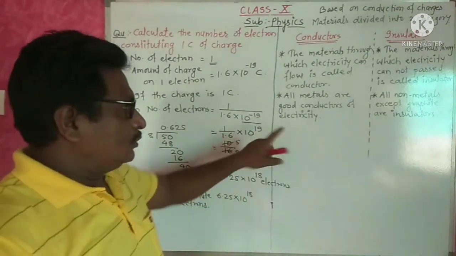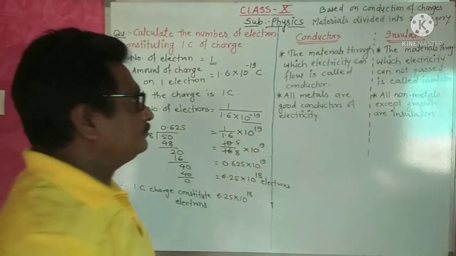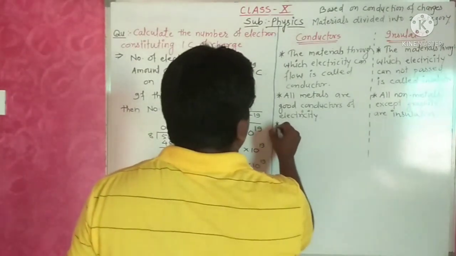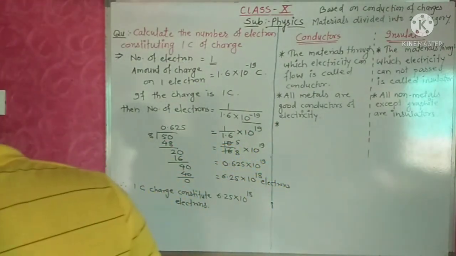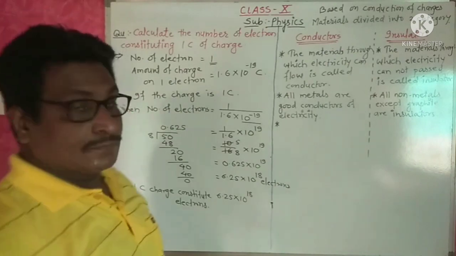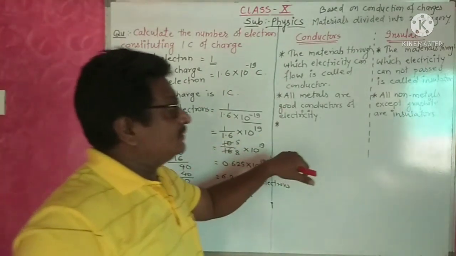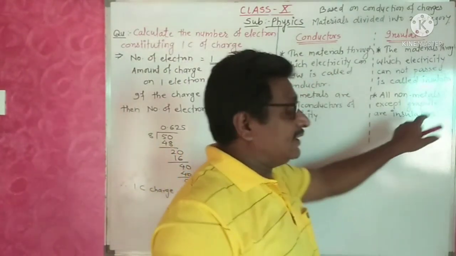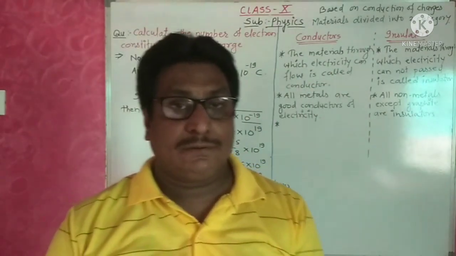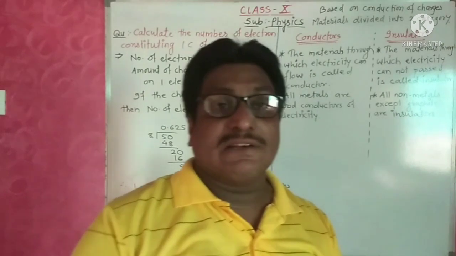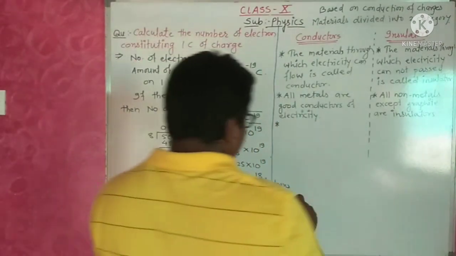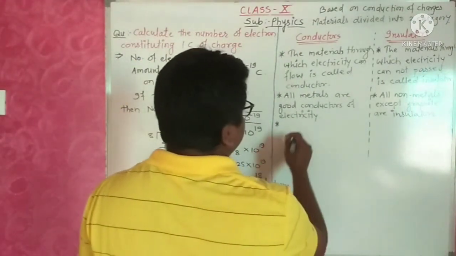Clear, student? Hope you understand this point. So why is electricity flowing through conductors? Here electricity is flowing and here electricity is not flowing. What is the main reason? So the main reason is there.